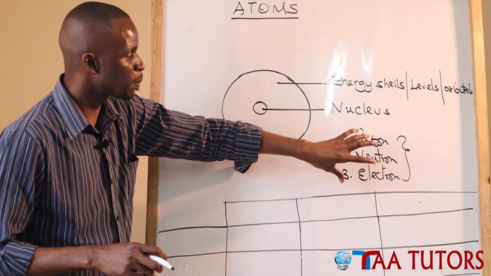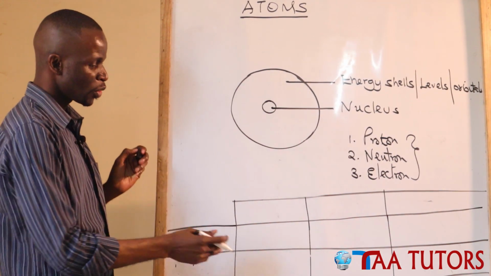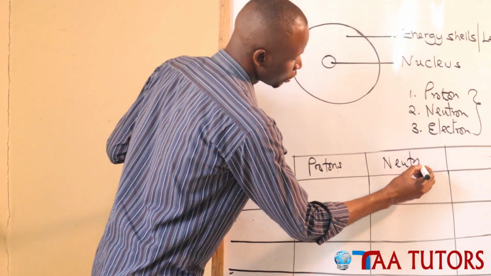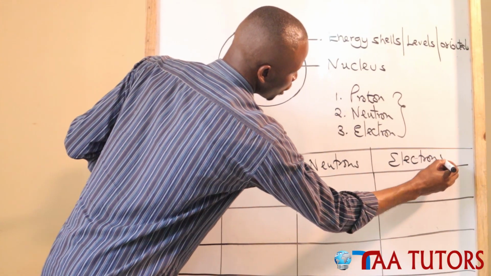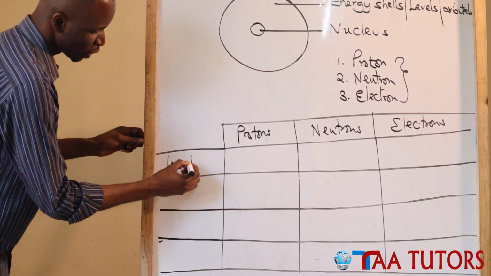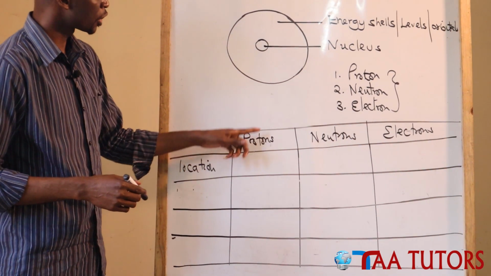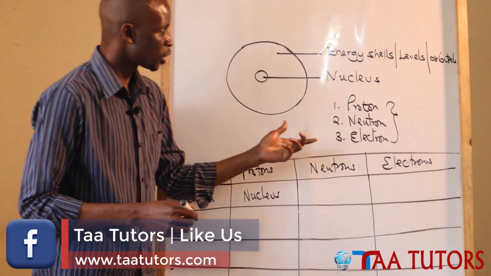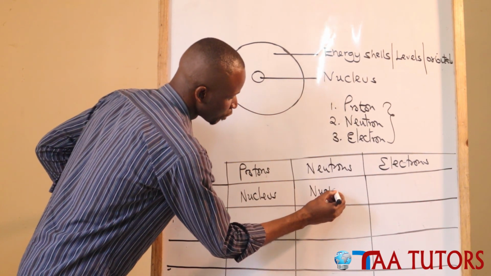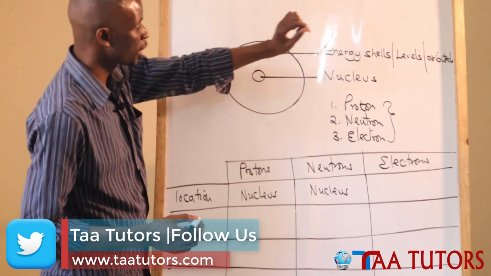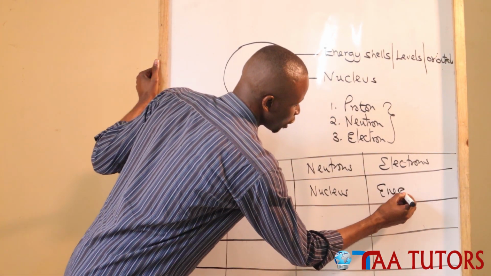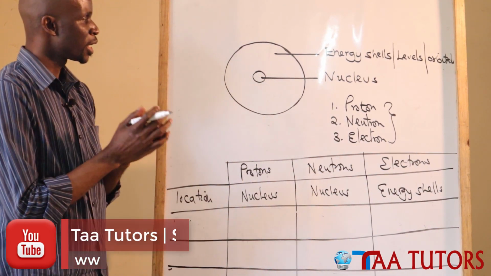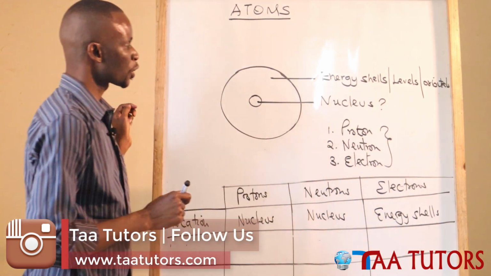So briefly, I want to explain the properties of these subatomic particles, and this table that I've drawn here is so that we can understand. Here we'll start with protons. The second I'll go for neutrons. Then thirdly, I have electrons. The first property I want to start with is the location. Where is the proton located? The proton is located in the nucleus. A neutron is also located in the nucleus. And electrons stay alone in the energy shells. So in terms of location, both protons and neutrons are located in the nucleus. That is where they are found.